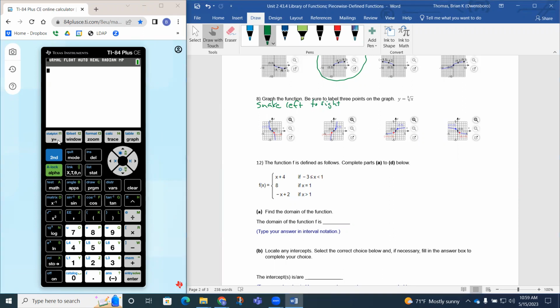So again, if I type in y equals, now to do cube root, if you hit the math button, number 4 is cube root. And then if I put x in there, you can get that. So you could find the cube root under the math button. And then if I hit the graph button, you'll see it's kind of like the snake.